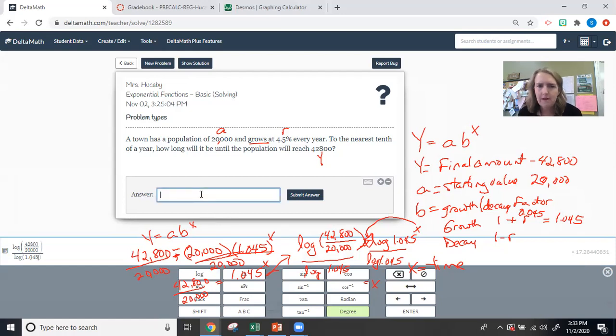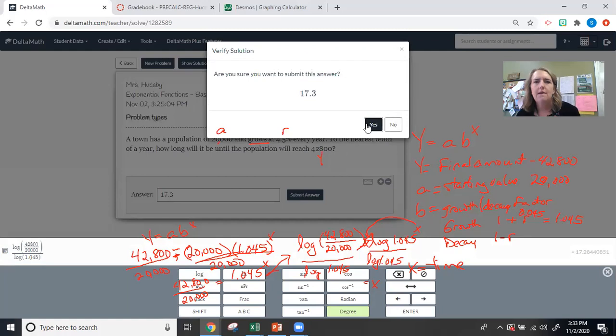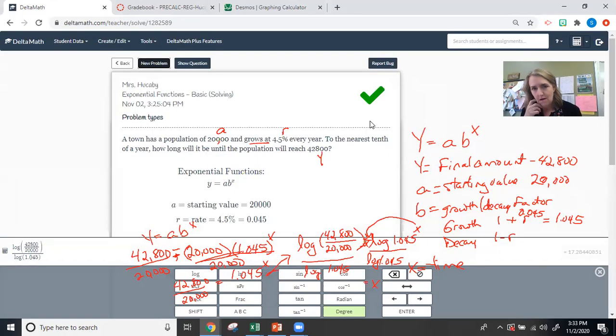So let's plug that in. 17.3. And we're going to submit it. Yes. Yay, we got it right. I'm going to clear out all my drawings.